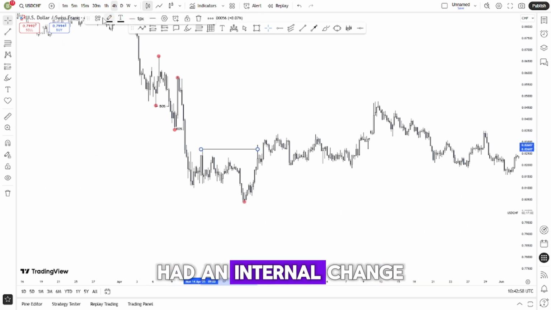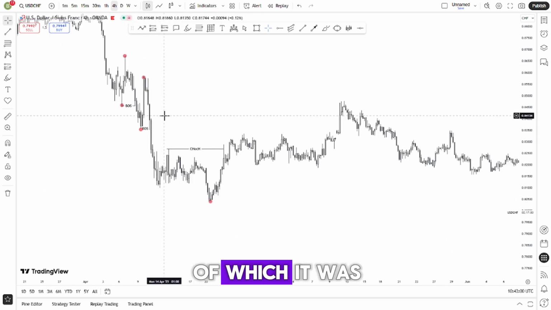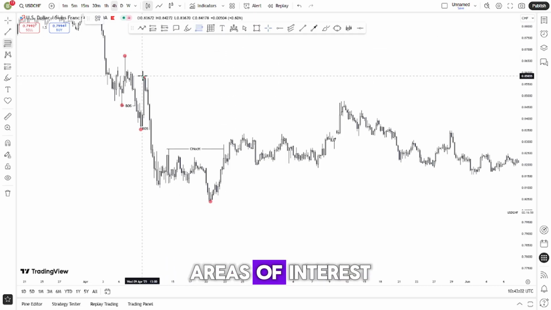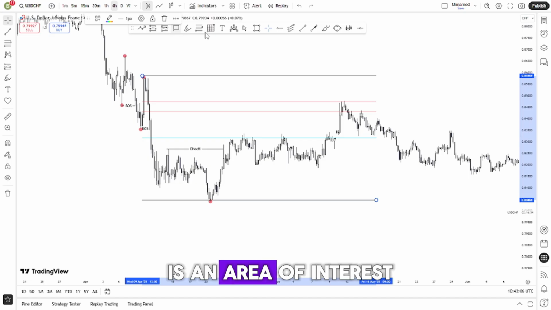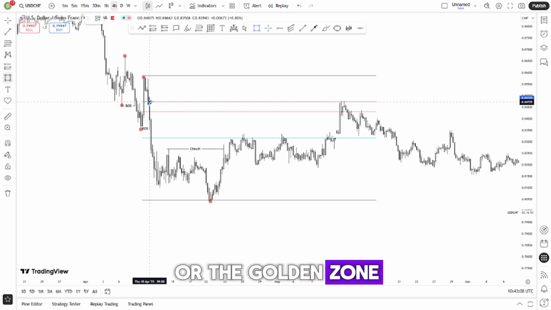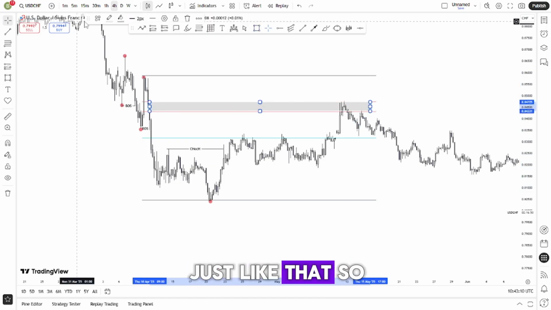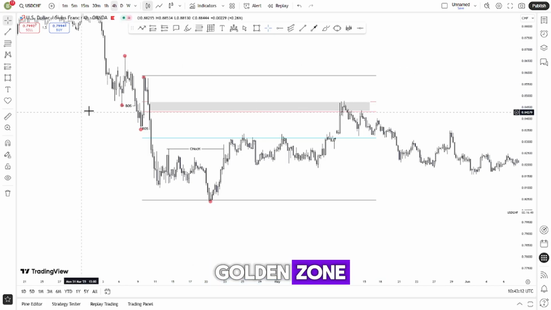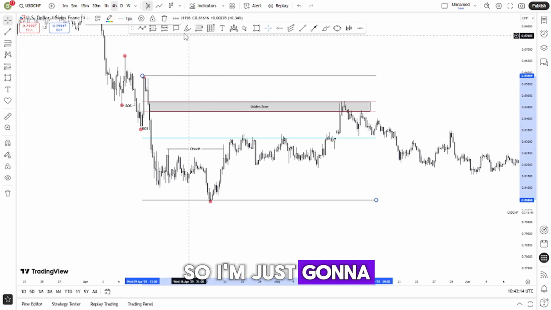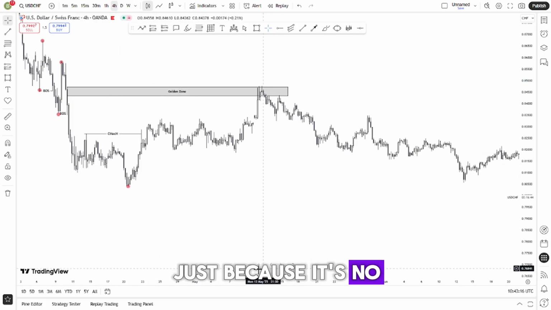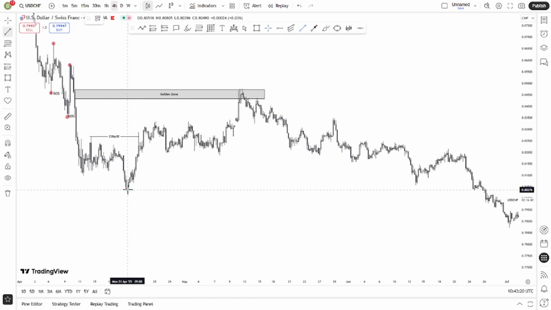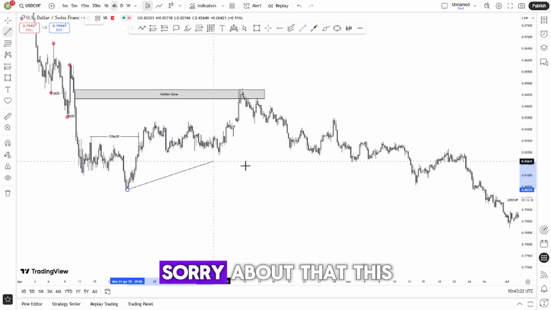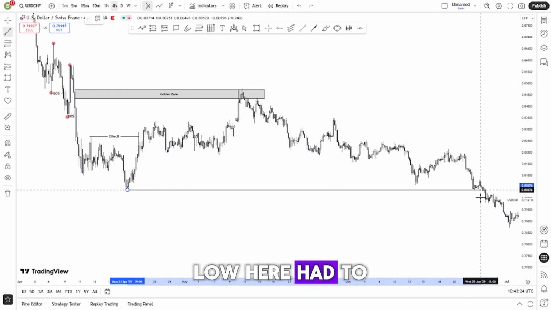Then we had an internal change of character, which was just pulling up into areas of interest. If you take out your fib tool, you'll see that this is an area of interest, or the golden zone, around this point here. So golden zone. So I'm just gonna remove this here just because it's no longer in use. So we had to take out this low here. Sorry about that. This low here had to be taken out.